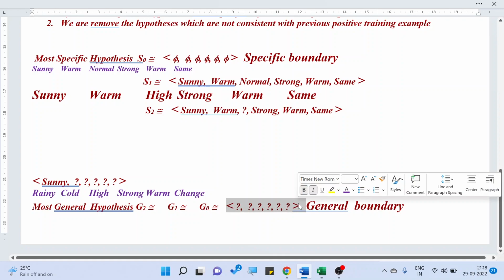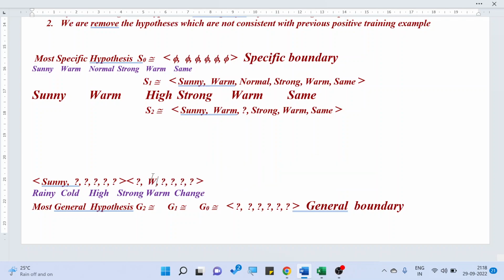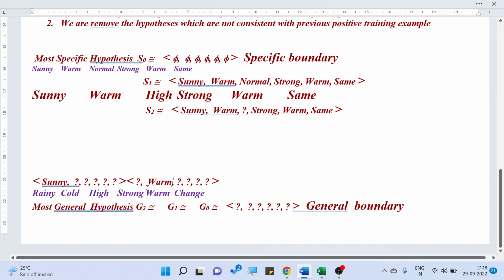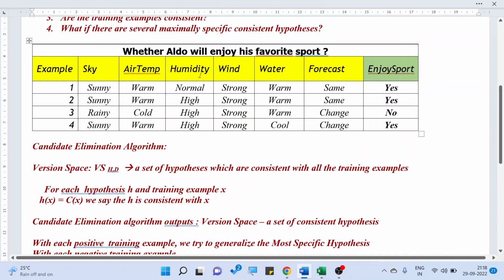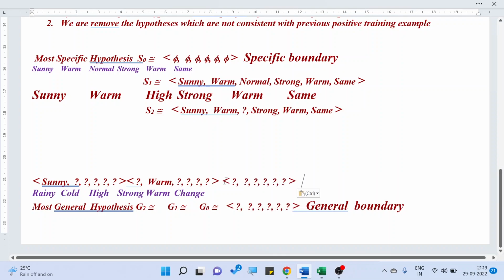So I am writing a hypothesis, warm. Why warm? Because if it is cold, he will not enjoy. Then high. What is this high? Humidity. So he is saying if the humidity is high, he will not enjoy. So what is the other option for me? Normal. If it is normal, he will enjoy. So let me write another hypothesis, normal.